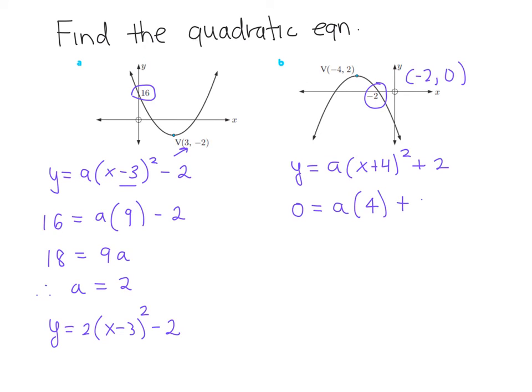plus 2. Subtracting the 2 on both sides, I have -2 is equal to 4a. Dividing by 4 on both sides, I have -1/2 is equal to a. So rewriting this equation, we have y is equal to -1/2 times (x + 4) squared plus 2.